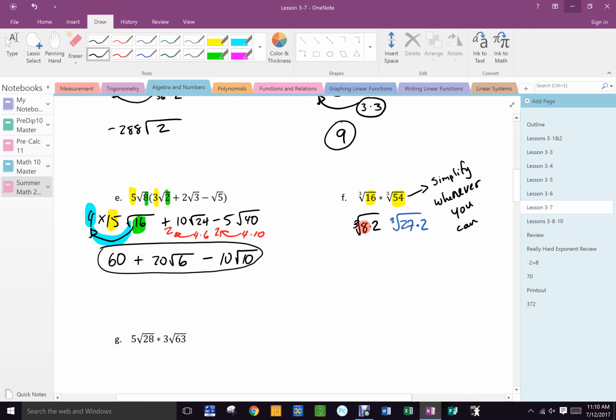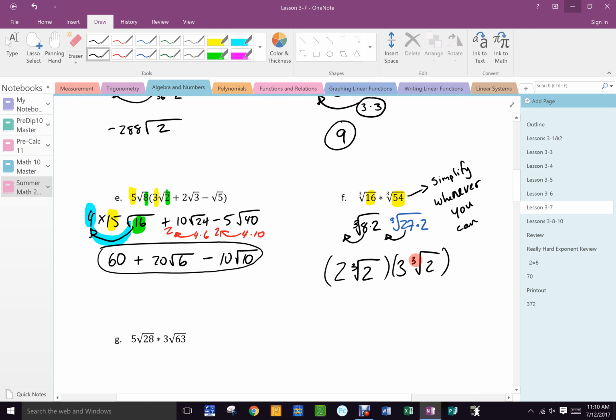Does 8 have a cube root? 2. So what's coming out here? 2. What did I leave under there? 2. Does 27 have a cube root? What is it? 3. So what's coming out? 3. And what did I leave under there? 2. Do they have the same index?